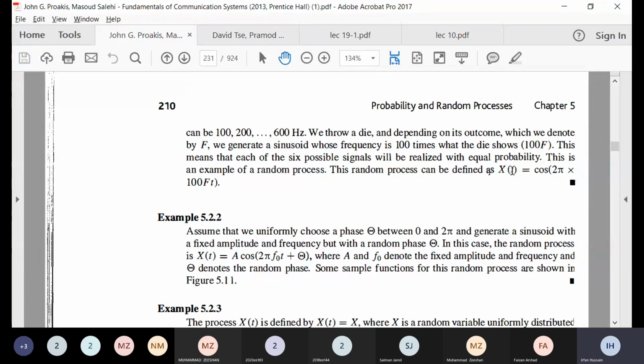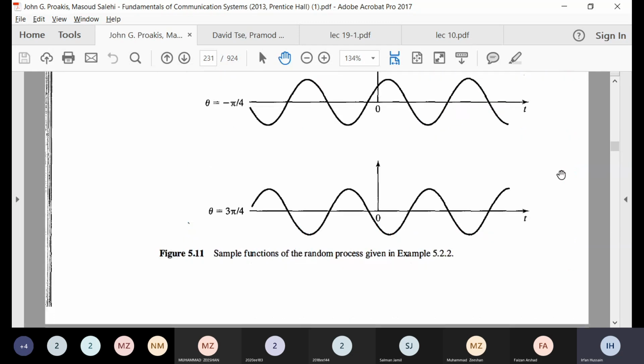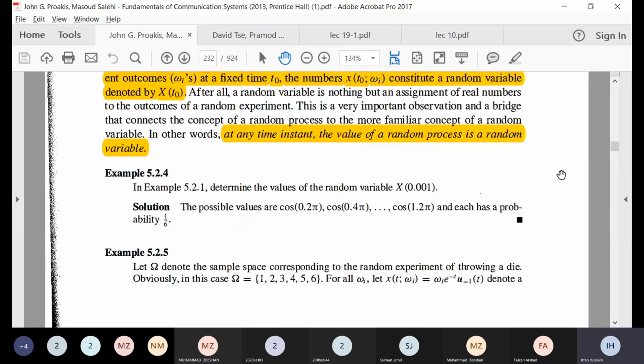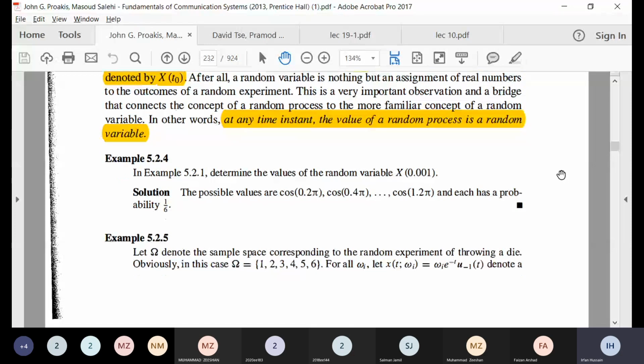So as we have fixed time at 1 over 1000, you can see that your cosine function will be taking the value 0.2 pi times f, where f is a random variable. So now your x of 1 over 1000 is a random variable taking values cosine of 0.2 pi f. So a random process becomes a random variable if you fix time.